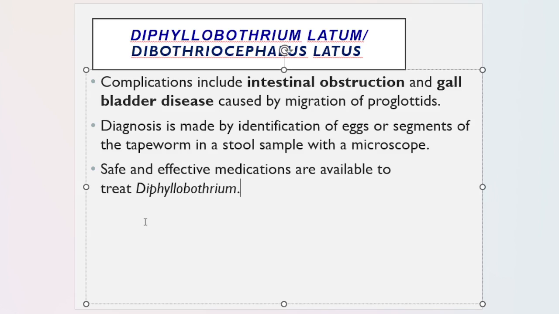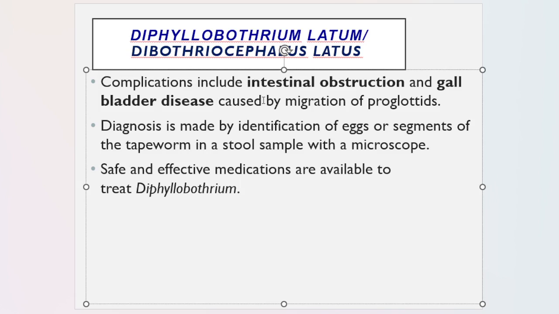Complications include intestinal obstruction and gallbladder disease. Of course, guys, take note, it can reach up to 15 meters. If you just imagine, what if a worm is living in you and that is 15 meters? Mas mahaba pa siya sa pangarap mo. Ang haba. So, it can cause intestinal obstruction if that's the case.